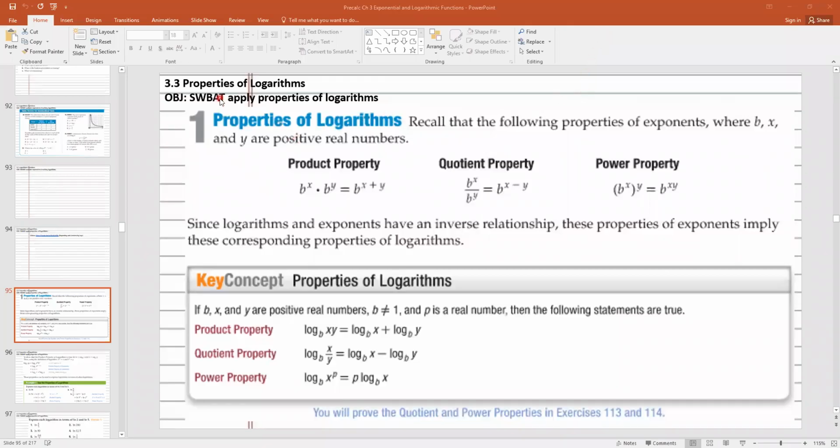All right, so this is 3.3, properties of logarithms. You'll be able to apply properties of logarithms. So it's similar to properties of exponents.